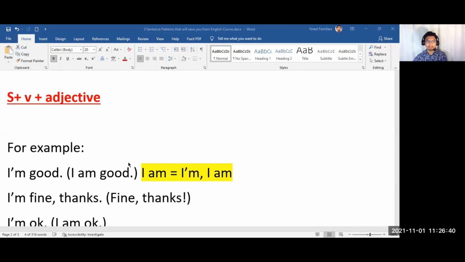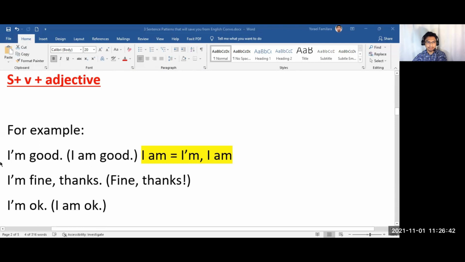For example, I'm good. So papansinin nyo, yung I'm good, ang tunay na sentence is I am good. But in English, we do some contraction. Parang pinapaikli natin yung dalawang salita. So it becomes one word. Kaya naman yung I am, when contracted, it will be I'm.